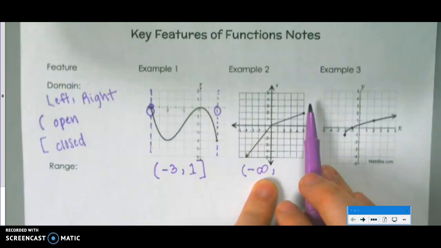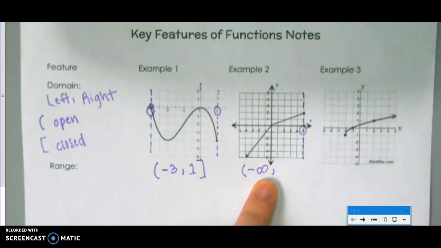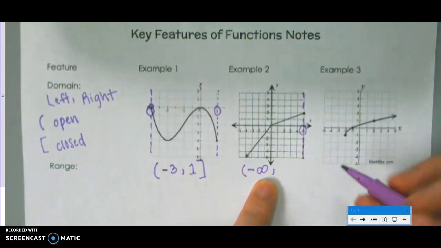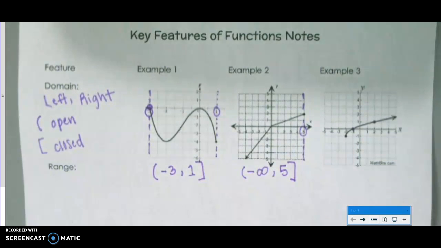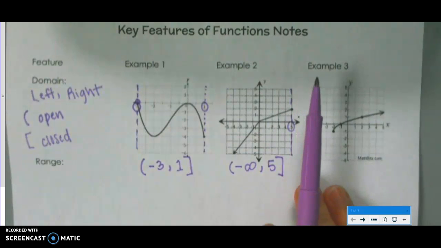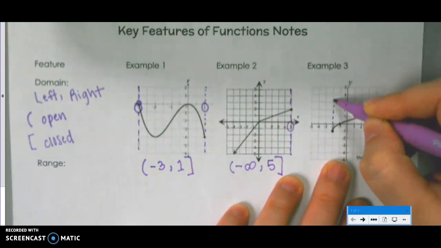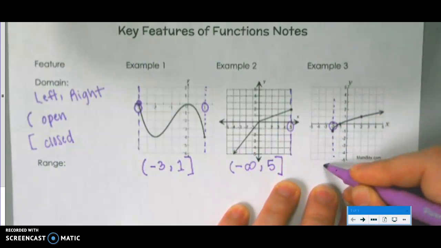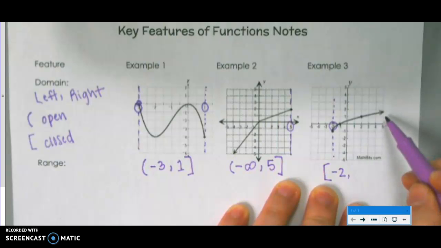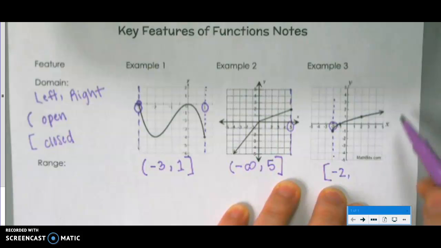If I come in from the right, I can see that the first x value that I hit is 5. There is a closed circle there. So 5 gets a bracket. Example number 3, coming in from the left, I can see that leftmost point of my graph is at -2. There is a closed circle there, so that gets a bracket. On the right, I have an arrow. And so that's going to point to the right forever and ever and ever, which is positive infinity.